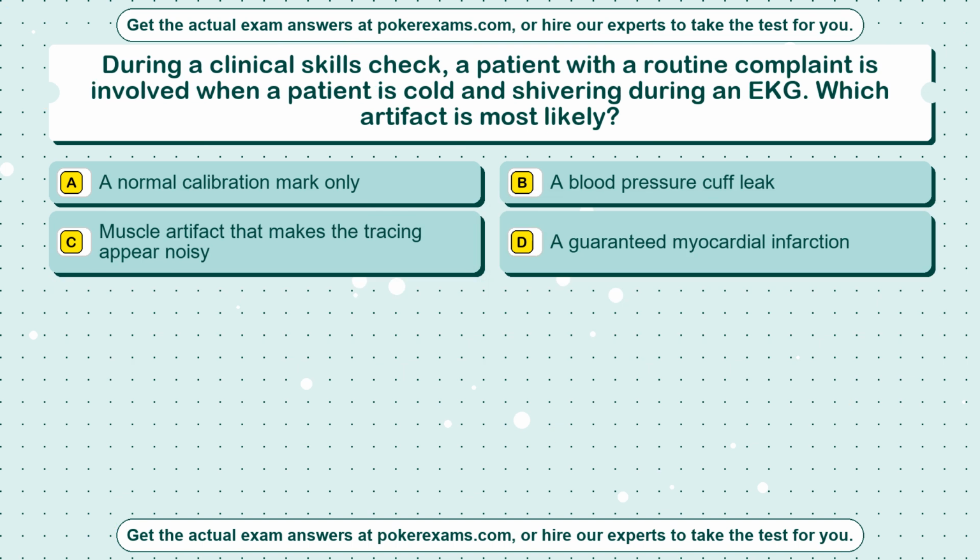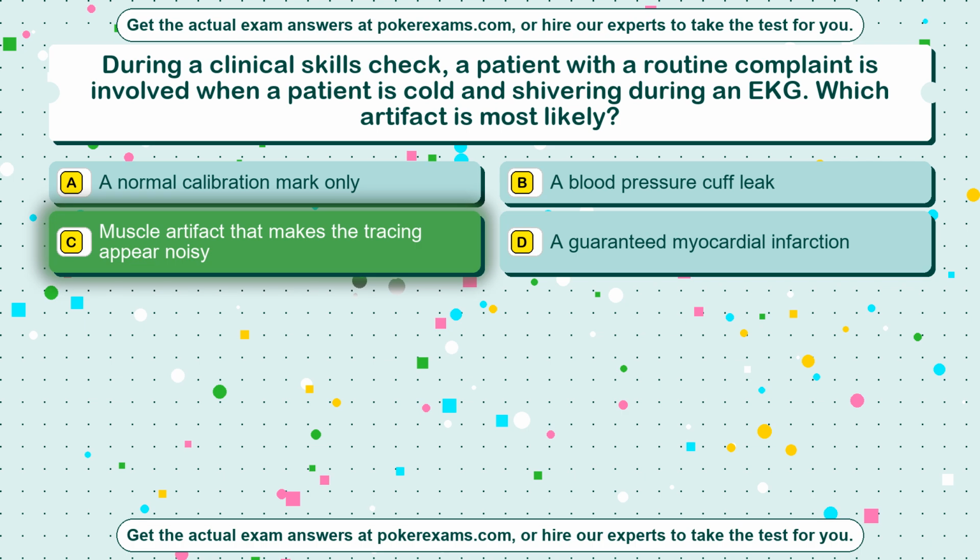Question 100. During a clinical skills check, a patient with a routine complaint is involved when a patient is cold and shivering during an EKG. Which artifact is most likely? Option A, a normal calibration mark only. Option B, a blood pressure cuff leak. Option C, muscle artifact that makes the tracing appear noisy. Option D, a guaranteed myocardial infarction.